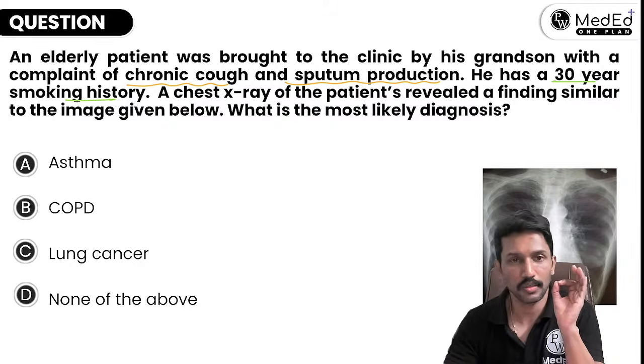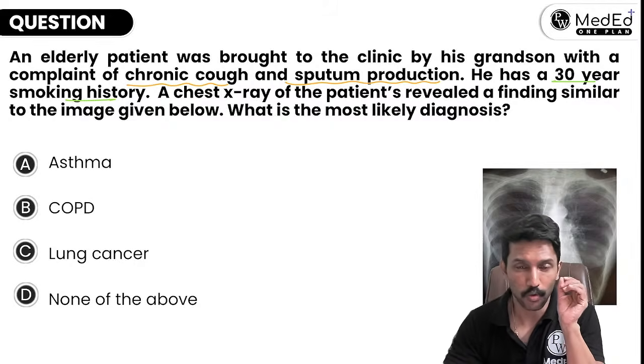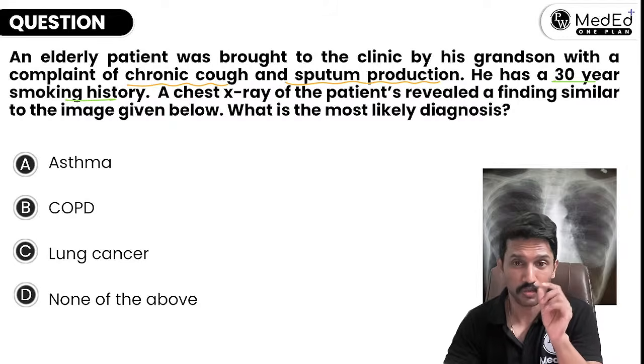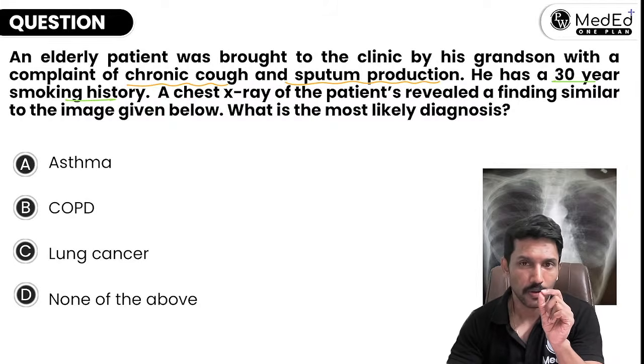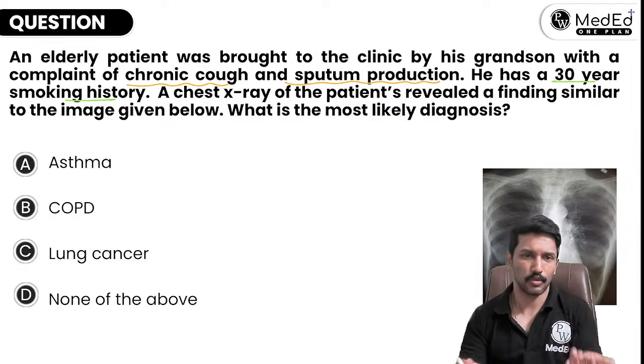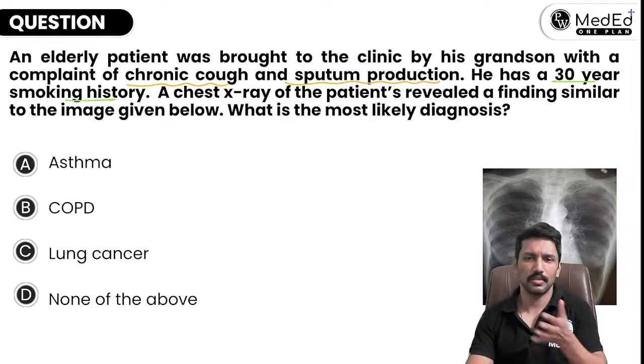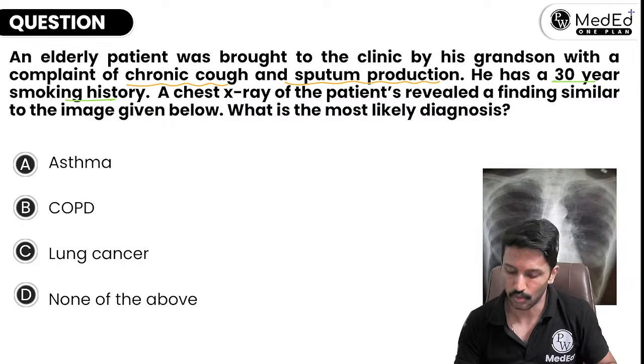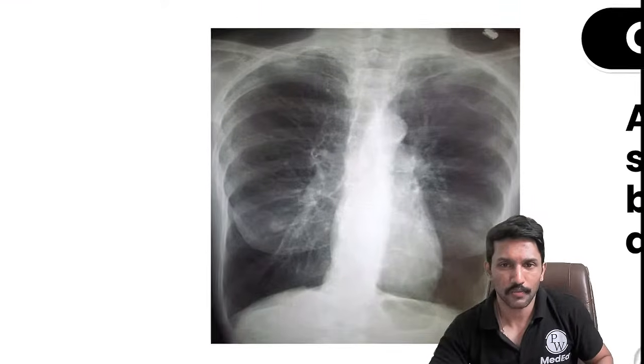So what are the key points here? There is chronic cough with sputum production. He is a smoker with a 30-year smoking history. We are already thinking about the possibility of COPD. We have to just see. And another possibility is lung cancer. We have to just see whether the X-ray agrees with that or not. So when you see the X-ray, what are the findings you are noticing?